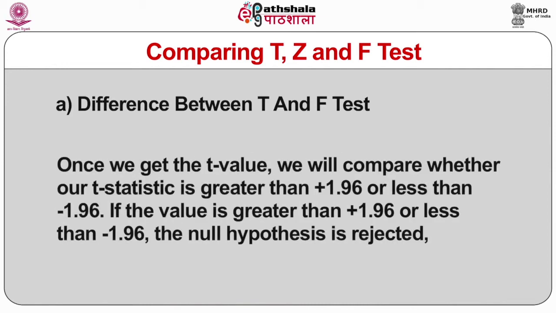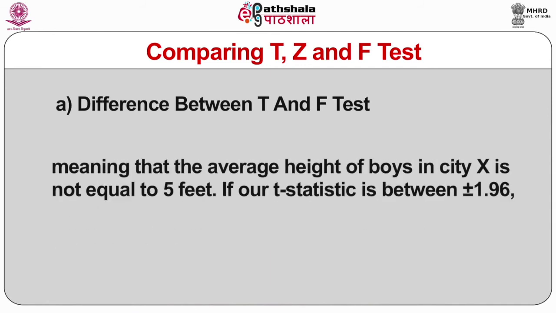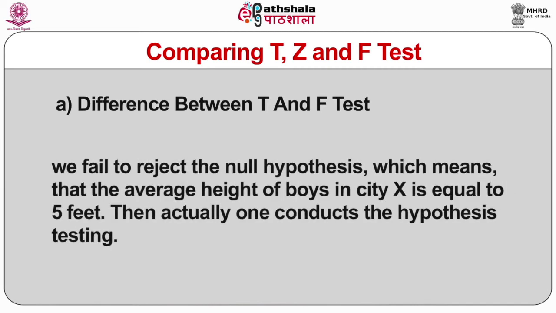Now, once we get the T value, we will compare whether our T statistic is greater than plus 1.96 or less than minus 1.96. If the value is greater than plus 1.96 or less than minus 1.96, the null hypothesis stands rejected, meaning that the average height of boys in city X is not equal to 5 feet. If the value of our test statistic comes out between plus minus 1.96, we fail to reject the null hypothesis, which means that the average height of boys in city X is equal to 5 feet. This is how one actually conducts hypothesis testing.